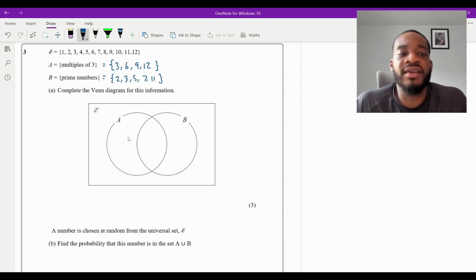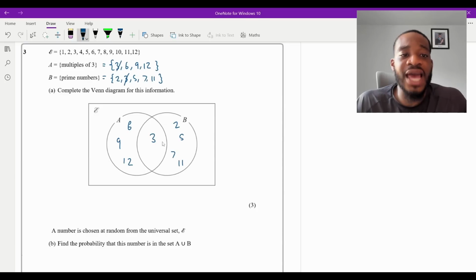And then now we can complete the Venn diagram. So we always start with the overlap. I've got a 3 there and I've got a 3 there. So I can put that in the middle. And that is the only number that is in both. So now let's do the outer part of A, which is going to be all of the other numbers here, which is going to be 6, 9, and a 12. And then the outer part of B, the other prime numbers are going to be 2, 5, 7, and 11. So we've completed the circles.